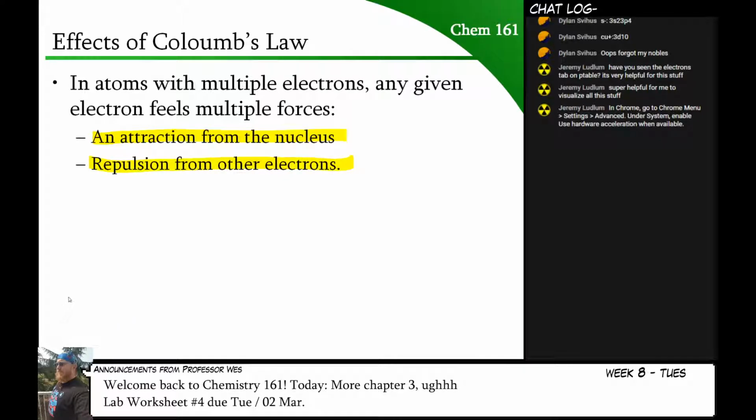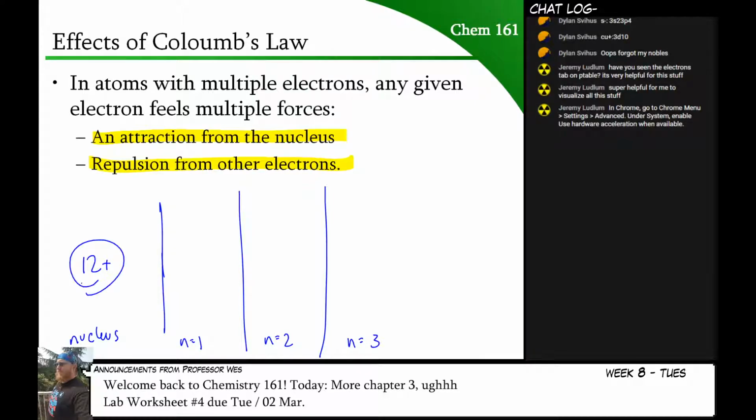What we're going to do is try and use our model. We're going to split everything into n. So I'm going to say this is n equals 1, n equals 2, n equals 3, and then this is the nucleus. So we're going to use a super simple model for this. Let's look at magnesium. Magnesium has 12 protons in the nucleus. If I wanted to look at magnesium's electron structure, I would have 1s2, 2s2, 2p6, 3s2.